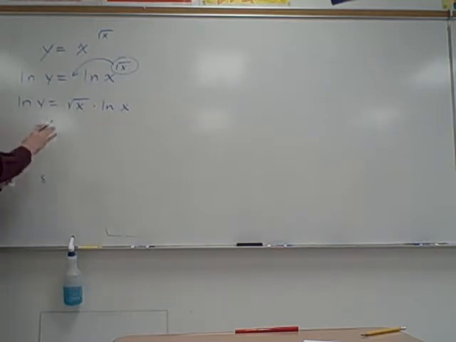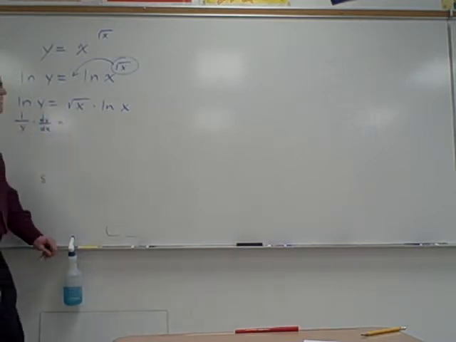Once you get the variable out of the exponent, now this is when you do your derivative. So the derivative of natural log of y. Well, remember this, the derivative of natural log of u is 1 over u times du over dx. That's our formula. So the derivative of natural log of y would be 1 over y times the derivative of y with respect to x, 1 over y times dy over dx.